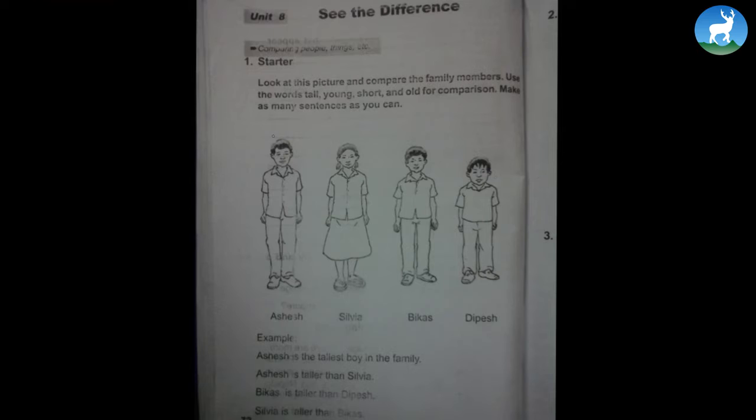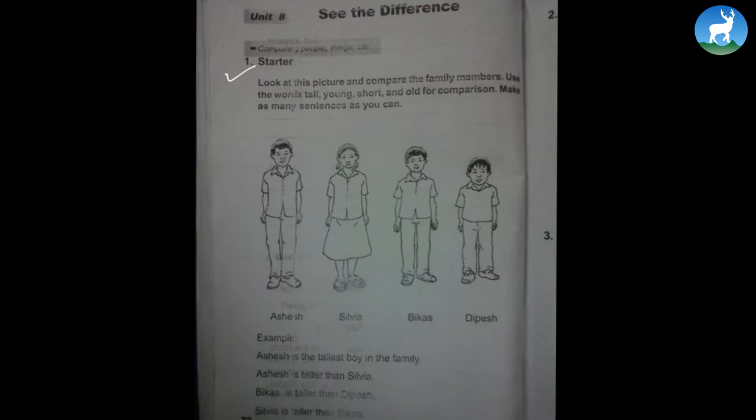As a starter, let's figure out what's written here. Look at this picture. Let's observe the picture and compare the family members. Use the words tall, young, short, and old for comparison. Make as many sentences as you can. Now, let's say they are all brothers and sisters in the same family, perhaps. Starting from Osis, Sylvia, Vikas, and Dipes.